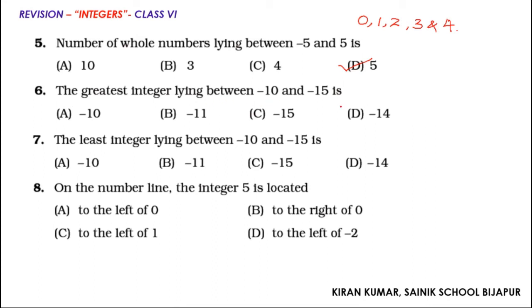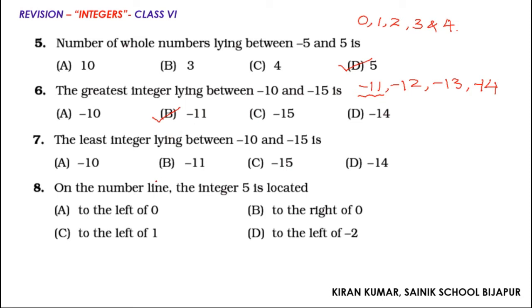Between minus 10 and minus 15. So if you count the numbers, it has to be minus 11, minus 12, minus 13 and minus 14. Out of these, minus 11 is the greatest one. So option B is the right answer.